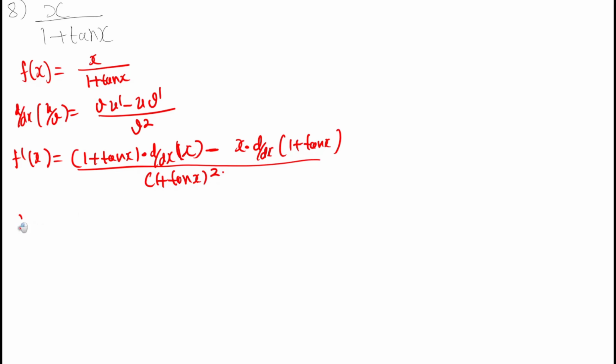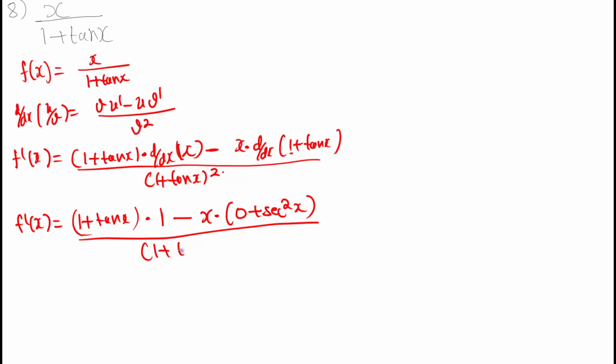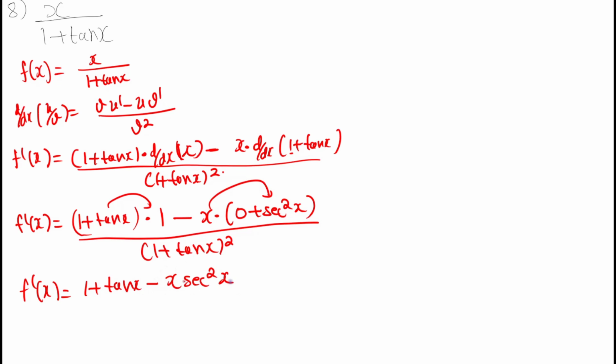In the next step, f dash of x is equal to (1 plus tan x) into the derivative of x, which we already discussed, that is 1, minus x into the derivative of (1 plus tan x), where the derivative of 1 is 0 and the derivative of tan x is plus secant square x, divided by (1 plus tan x) whole square. So f dash of x is equal to (1 plus tan x) into 1 is 1 plus tan x, minus x into secant square x, I can write it as x secant square x, divided by (1 plus tan x) whole square. This will be the derivative.